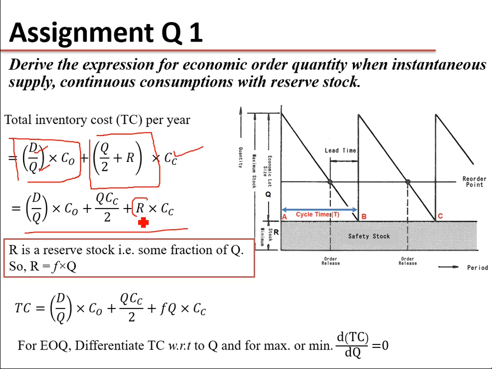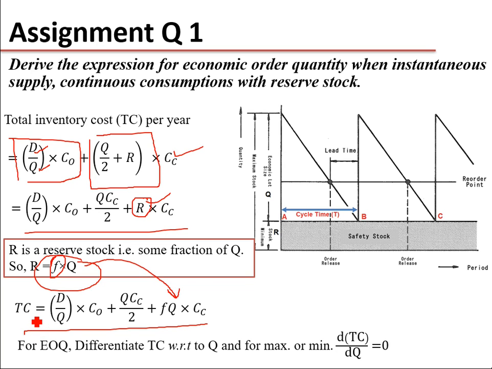Now the value of R. We do not know the R value, but it is assured that R is a fraction of the value of Q. So we write R equal to some fraction F into Q. Suppose F is 1 by 2, then R is equal to 1 by 2 Q. It can be 1 by 3 into Q, that means F can be any fraction value. So we put F into Q in place of R, and the total cost equation now becomes like this.